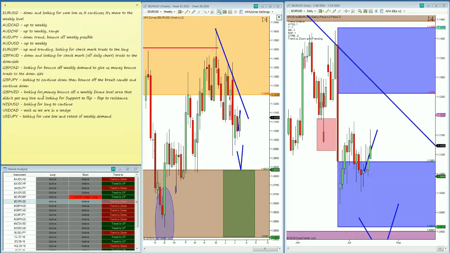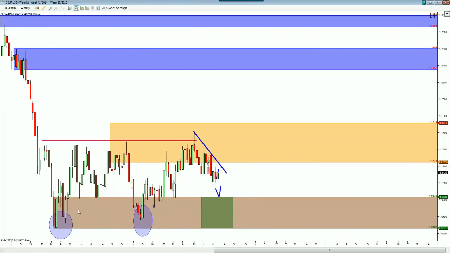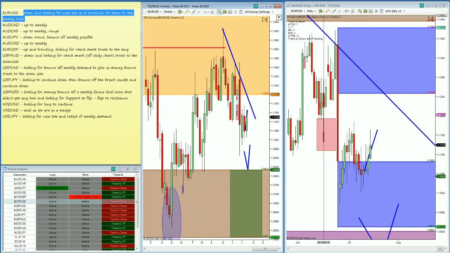And let's go ahead and start off with the euro dollar. So with the euro dollar, we said that we were down and looking for a new low as it continues to move to the weekly level, okay? So this is the range that we've been playing for, and we were looking for it to bounce off of this weekly level. Now, with price action doing what it has done over the previous week, would we say that that has come to fruition? Well, I would say no, it has not.